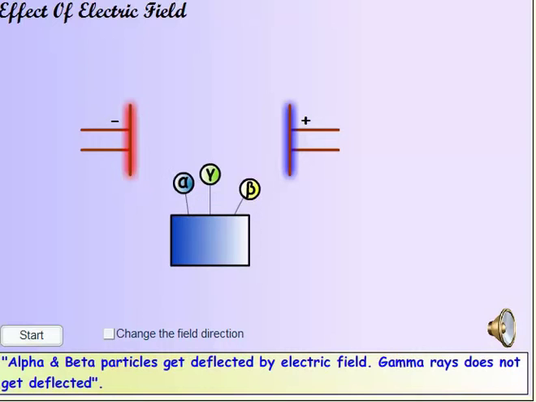The alpha and beta particles deflect in an electric field. The alpha particles deflect towards the negative plate, since they are positively charged and get attracted by the negative plate. Similarly, the beta particles deflect towards the positive plate, since they are negatively charged. The gamma rays are not deflected.